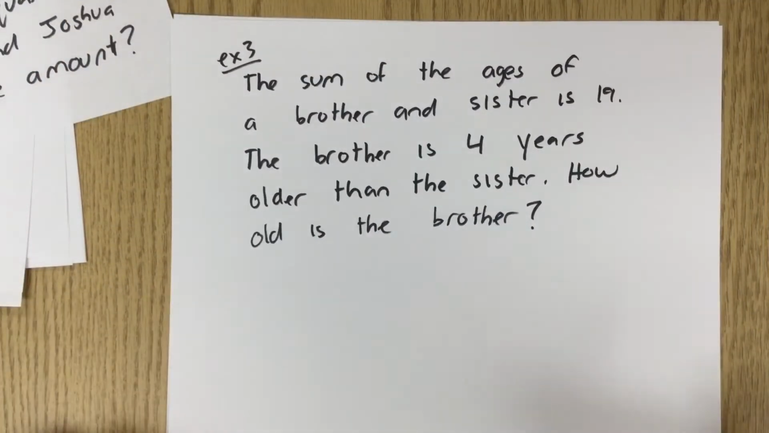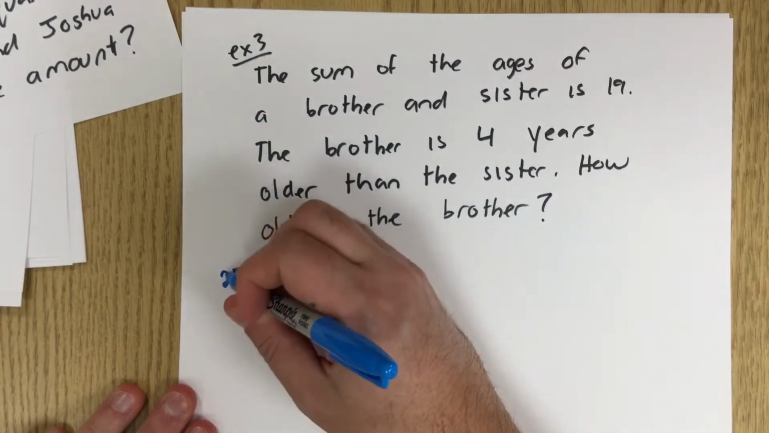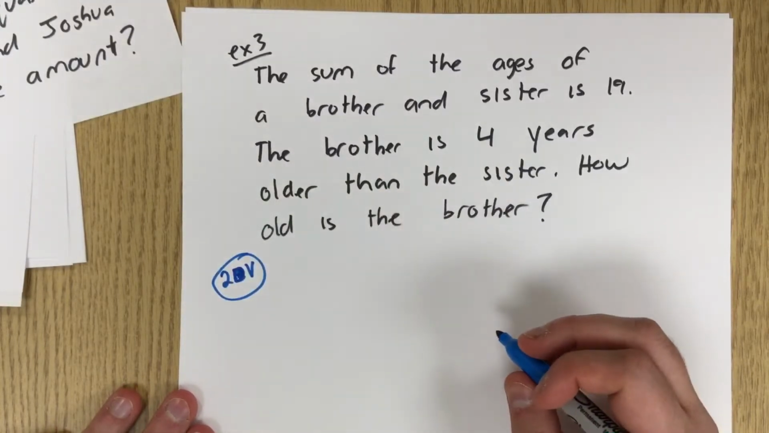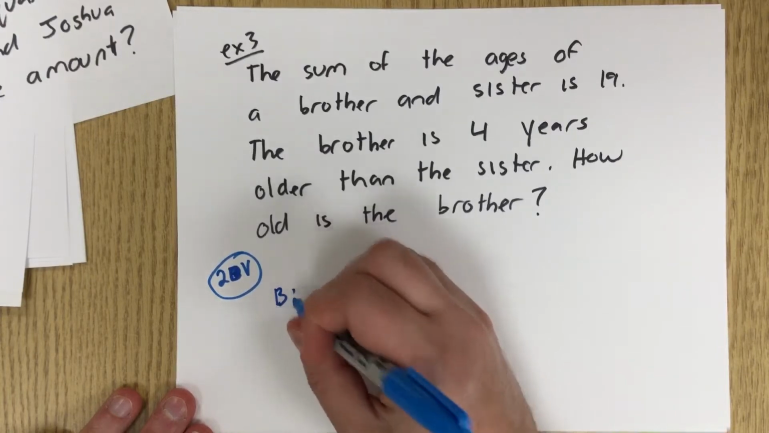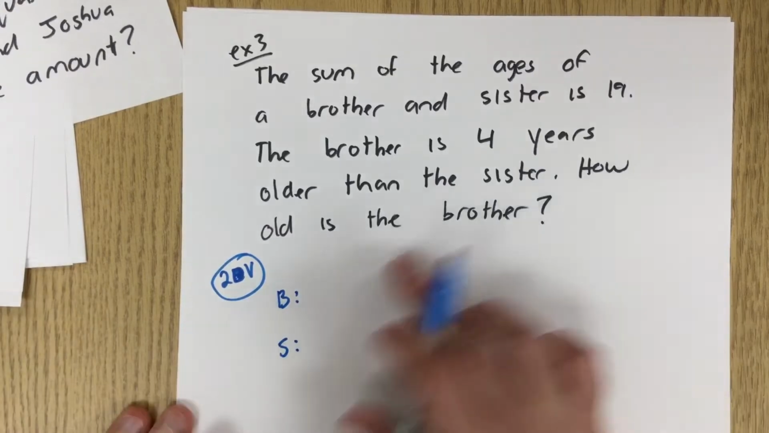So again, you could pause the video and write out the question. Nope, we're going to start with 2 variables. Of course, I'm going to plow forward. We don't have to use A and B. I could use B and S. And so what I want to know is, how old is the brother?